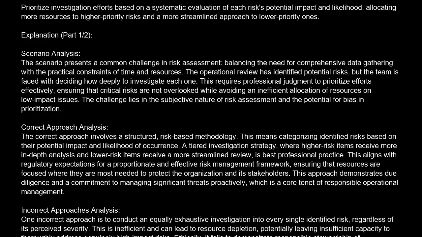The correct answer is A. Prioritize investigation efforts based on a systematic evaluation of each risk's potential impact and likelihood, allocating more resources to higher priority risks and a more streamlined approach to lower priority ones.